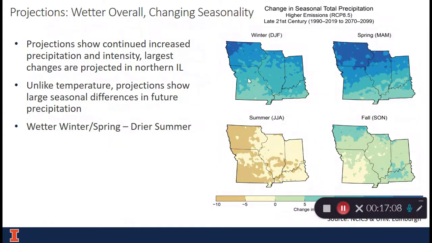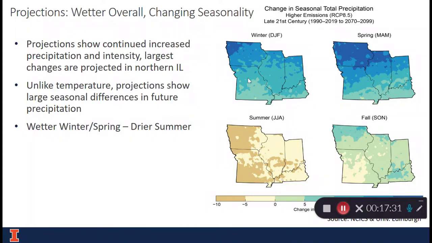And what you can see is the darker blue and green parts in winter and spring in particular indicate that those seasons are projected to continue to get wetter. So as we project winter and spring to continue to get warmer, they also are projected to get wetter. The summer and fall, they are projected to decrease precipitation, get a little bit drier. However, there's quite a bit of uncertainty in those projections.